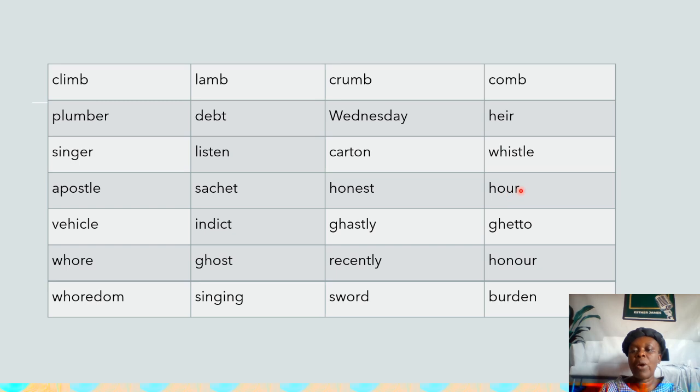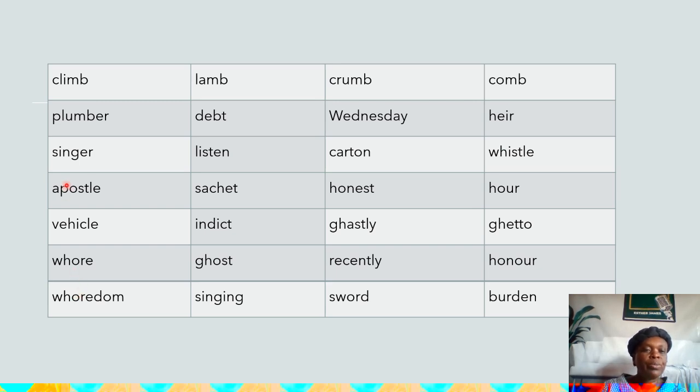We have hour. It is one hour. You can also say an hour. Either one is correct. All right, the next one is vehicle. The H is silent. And the next one is indict. The C here is silent. We have ghastly. The G is silent. Ghetto. The G is silent. We have haw. The W is silent, just as you have whoredom.